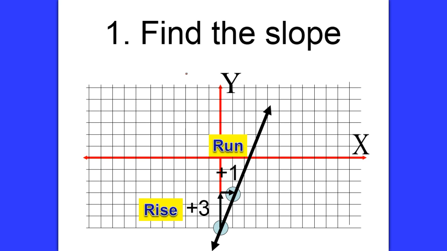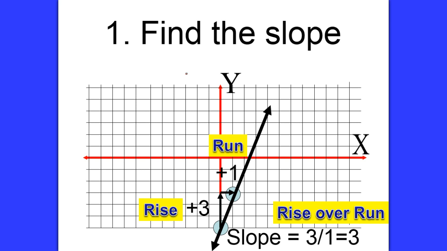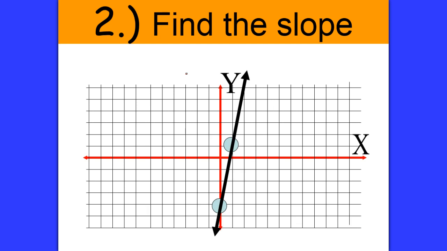Okay, so the rise is up and down, run is left and right. So the rise over run would be 3 over 1, or 3. So the slope of that line would be 3. And that's what we say. That slope is 3. Y is changing 3 for every 1 that x is changing. Okay, so it's really pretty simple. Look at number 2 there.